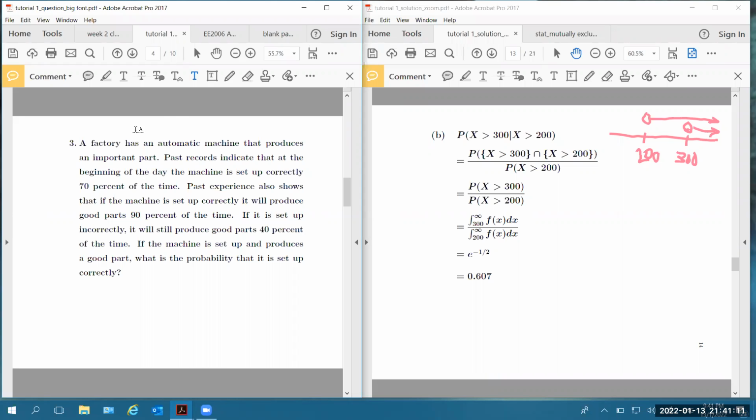Everybody look at the right side. A factory has an automatic machine that produces an important part. Past records indicate that at the beginning of the day, the machine is set up correctly 70% of the time. Past experience also shows that if the machine is set up correctly, it will produce good parts 90% of the time, and if it is set up incorrectly, it will still produce good parts 40% of the time. If the machine is set up and produces a good part, what is the probability that it is set up correctly?